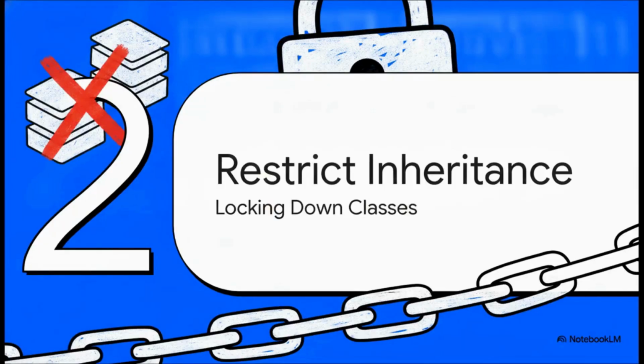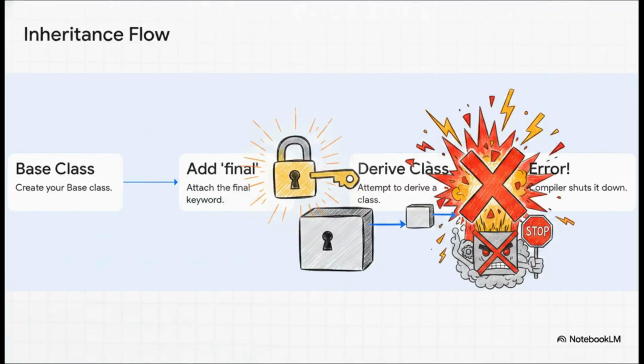Moving on to Section 2, restricting inheritance in C++. Let's walk through the logic of how a developer actually builds classes. Normally, you've got a base class, your superclass, and you create a derived child class from it, right? It's just standard inheritance. But what if you want to lock that base class down completely? Step 1, you create the base class. Step 2, you slap on that final keyword. Step 3, some other developer comes along and tries to create a derived class from your secure base class. And step 4, bam, the compiler steps right in and shuts them down with an error.